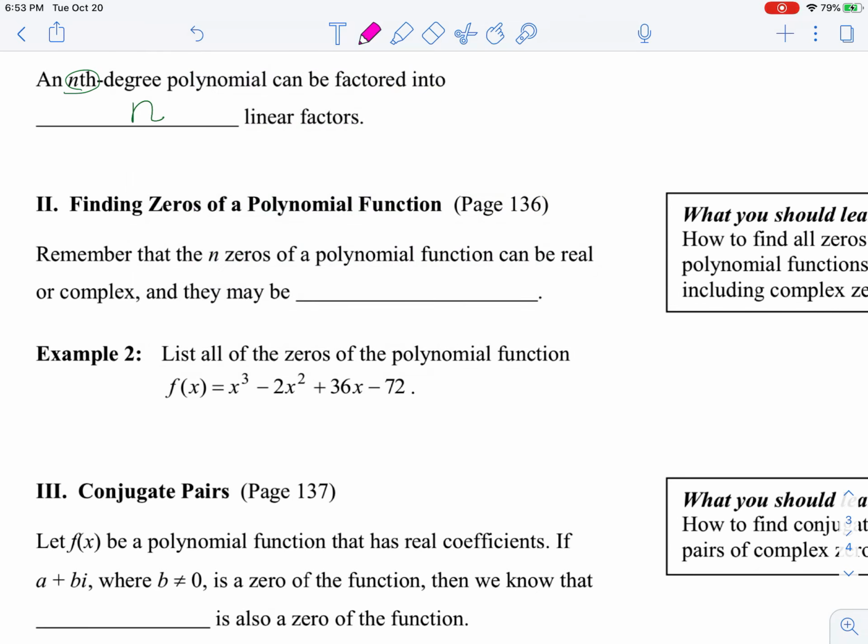All right, let's look at this next one. Finding zeros of a polynomial function. Remember that the n zeros of a polynomial function can be real or complex, and they may be repeated. Okay, so the zeros, aka solutions, roots, and x-intercepts, those are all the same words, of a polynomial function can be real or complex, and they can be repeated. Remember, that's what we called a multiplicity.